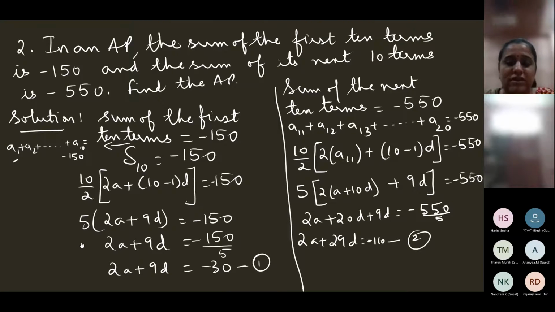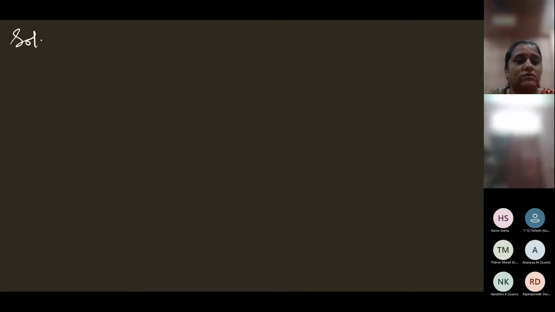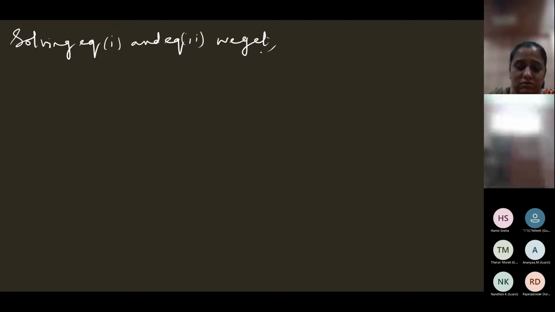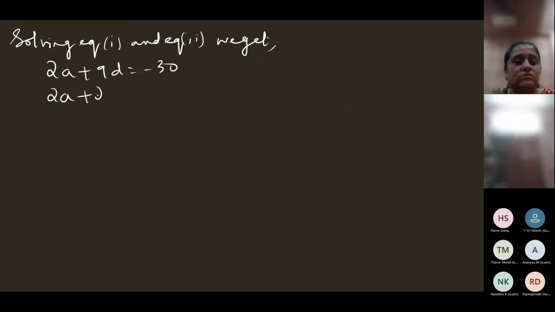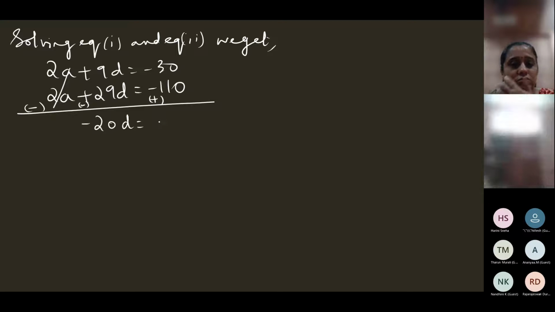Okay, let me also solve 2A plus 9D. So solving equation 1 and equation 2, we get 2A plus 9D equals minus 30, and 2A plus 29D equals minus 110. Correct, Tarun. Very good.